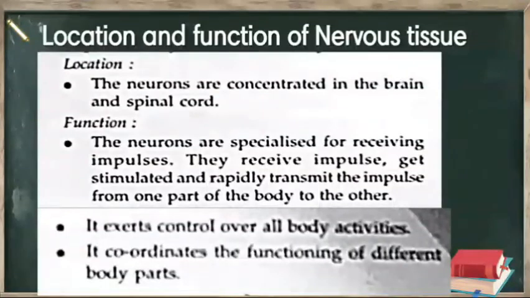Moving to the location and function of nervous tissue. Talking about location of nervous tissue, the neurons are concentrated in the brain and spinal cord. And talking about the function of nervous tissue, the neurons are specialized for receiving impulses. They receive impulses, get stimulated, and rapidly transmit the impulse from one part to another.